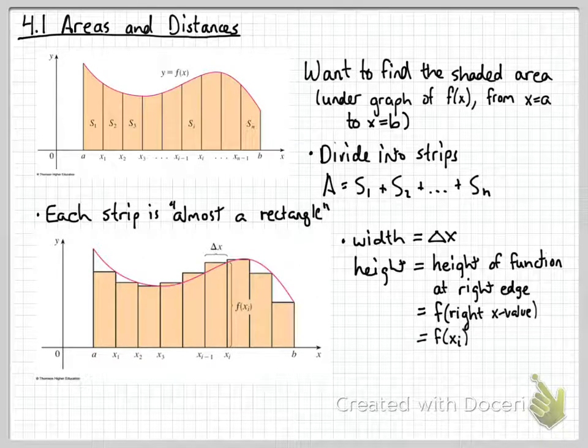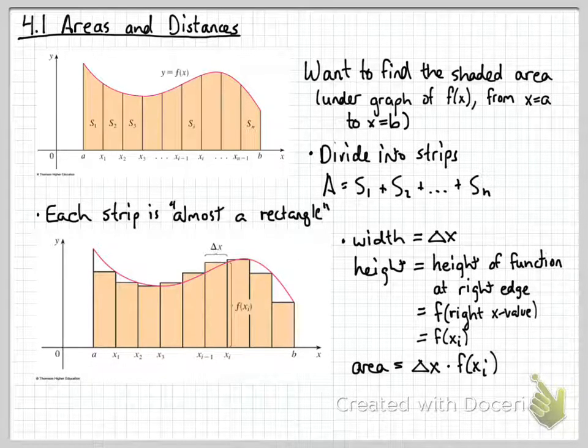And we'll write that f of xi. So the first rectangle has f of x1 for its height, the second rectangle has f of x2, and so on. That means the area is the width times the height, so that's delta x times f of xi.